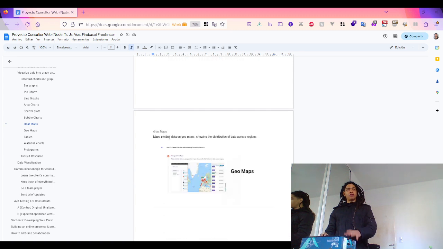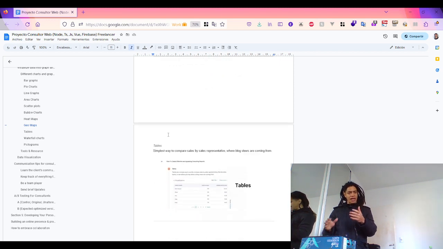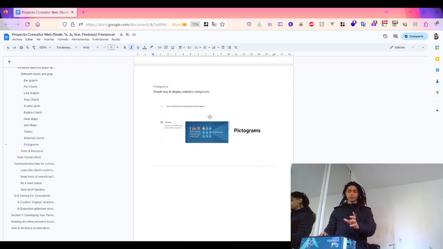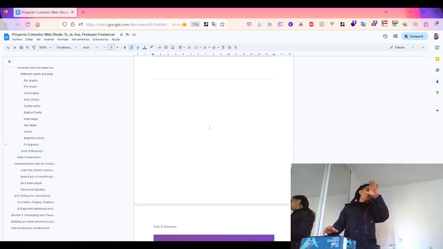So I also look at the geo maps that allow you to display data on a map. So, for example, the number of retail stores that a particular brand has in a city, in a state, in a country. Also look at the tables. This allows you to compare, for example, sales by sales representative, or where blog views are coming from, as well as the waterfall to show performance over time, and then pictograph. Okay, so these pictographs would allow you to display statistics with icons.